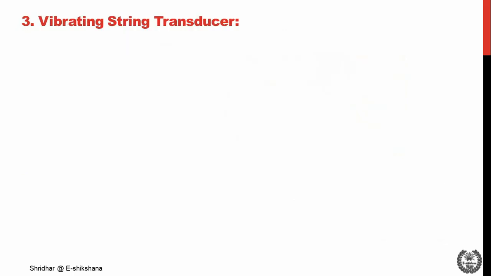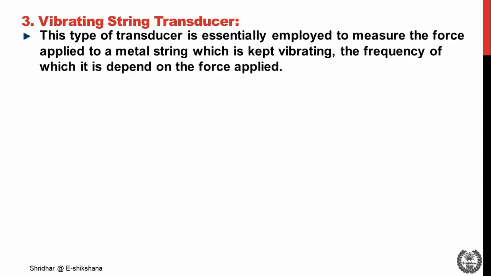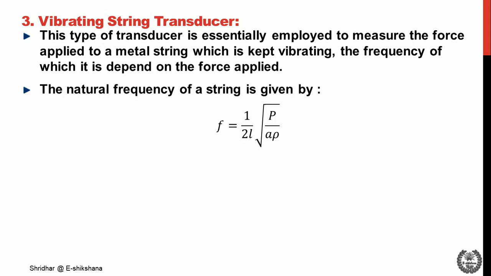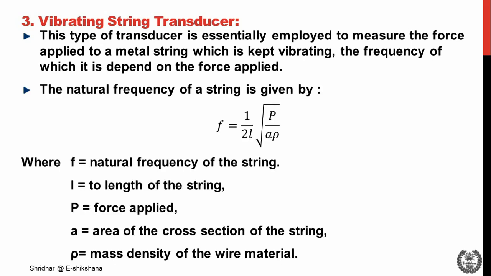Vibrating string transducer. This type of transducer is essentially employed to measure the force applied to a metal string, which is kept vibrating, the frequency of which depends on the force applied. The natural frequency of the string is given by this equation, where F is the natural frequency of the string, L is the length of the string, P is the force applied, A is the cross-section area of the string, and rho is the mass density of the wire material.